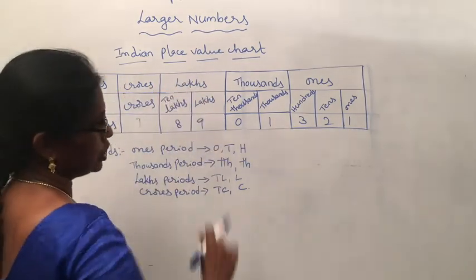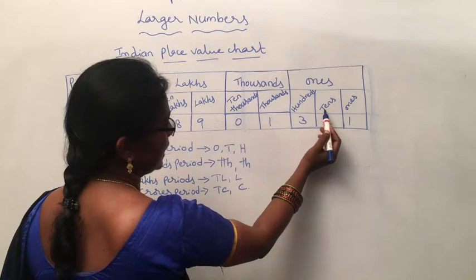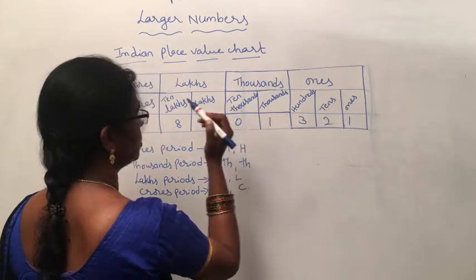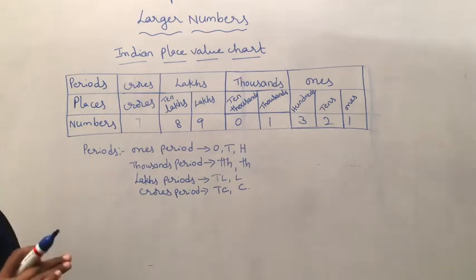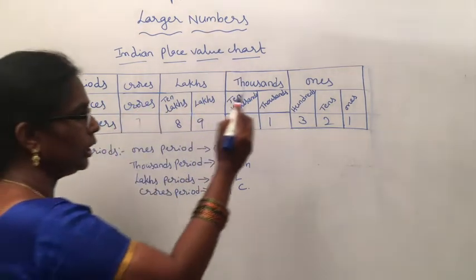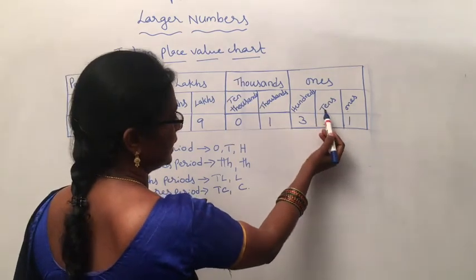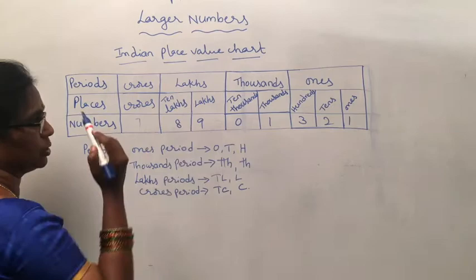The Indian place value chart. What are the place values in this? Ones, tens, hundreds, thousands, 10,000s, lakhs, 10 lakhs, crores. In the 5th class, you have up to crores. Now what are the place values? Ones, tens, hundreds, thousands, 10,000s, lakhs, 10 lakhs, crores.